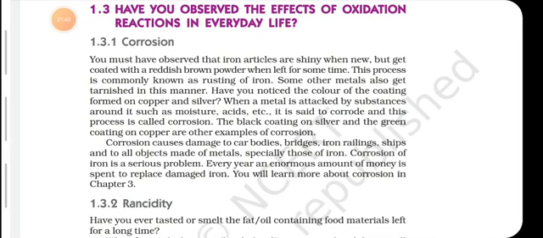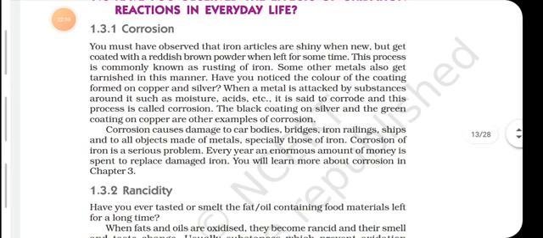Corrosion causes damage to car bodies, bridges, iron railings, ships, and to all objects made of metals these days, especially those of iron. Corrosion of iron is a serious problem. Every year, an enormous amount of money is spent to replace damaged iron. Fine students, I hope you are clear with corrosion. It is quite an important short note for us.